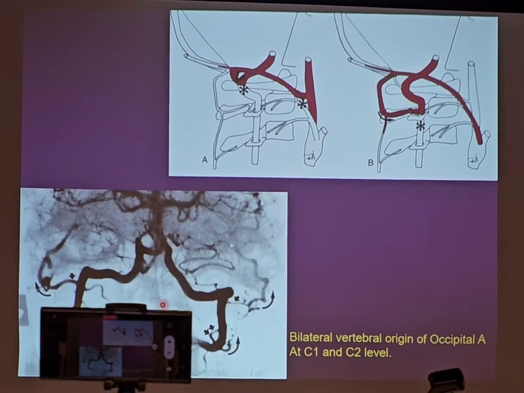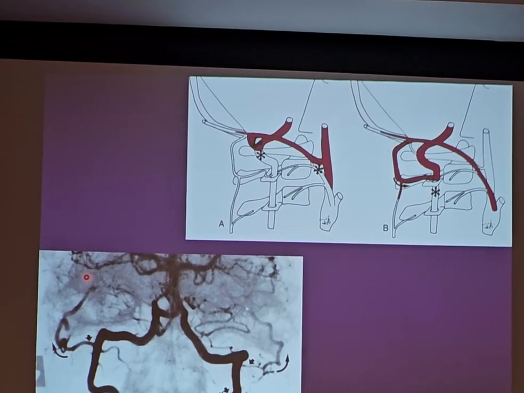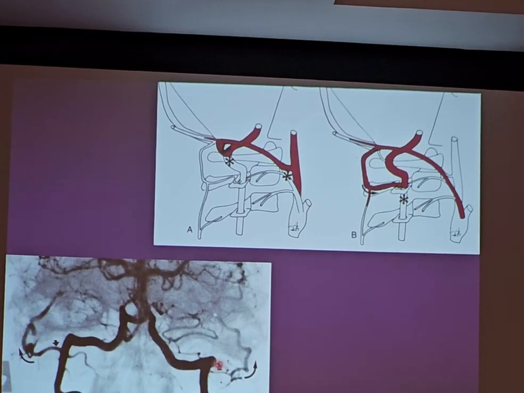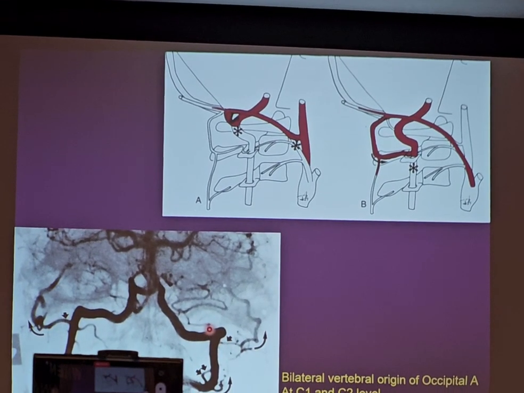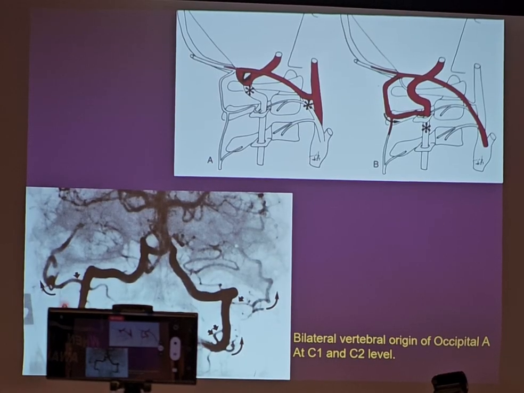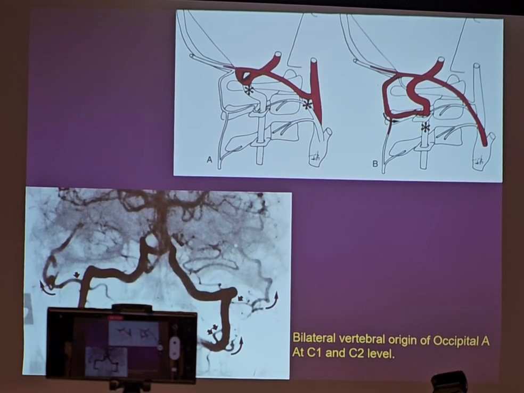you very often see the occipital artery coming off. Because in the embryo it comes together, so sometimes this is C1 and C2 and proatlantal 1 and proatlantal 2 origin of this occipital artery. So they can use both systems here, C1 or lower down the C2 channel, to contribute. So the name could be bilateral vertebral origin of occipital artery at C1 and C2.